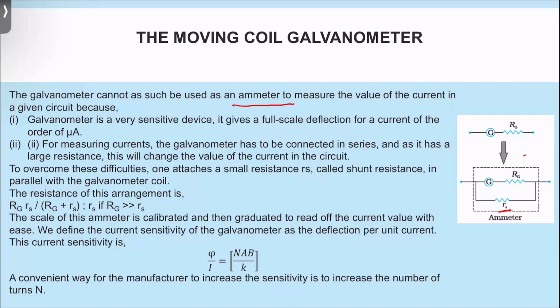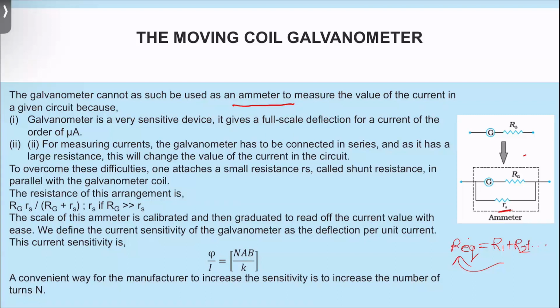For measuring current, the galvanometer has to be connected in series with the circuit, and the galvanometer itself has a very large resistance. If it is connected in series, the equivalent resistance is the sum. So if large resistors are put in combination, it gives a larger equivalent resistance. If your resistance is much larger, then the passage of current is going to be difficult.